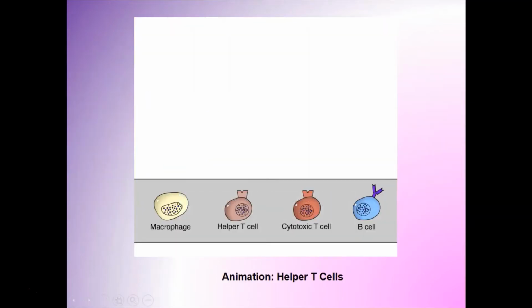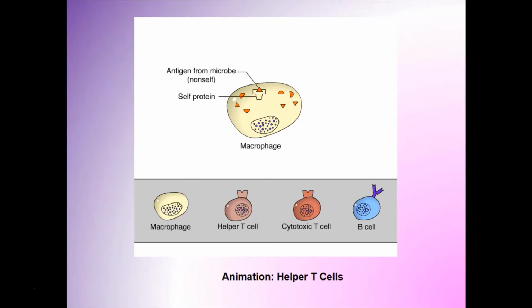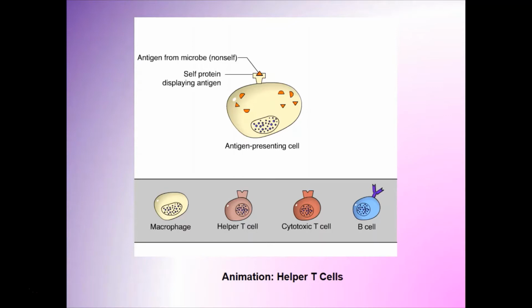Now let's look at how helper T cells aid cell-mediated immunity and humoral immunity. Imagine that bacteria have infected the body. Antigen molecules on their surfaces identify them as foreign. A macrophage engulfs an invader and breaks it into pieces. It displays the foreign antigen on its surface, along with a self-protein that acts as a label for the body's own cells. The macrophage is now an antigen-presenting cell.